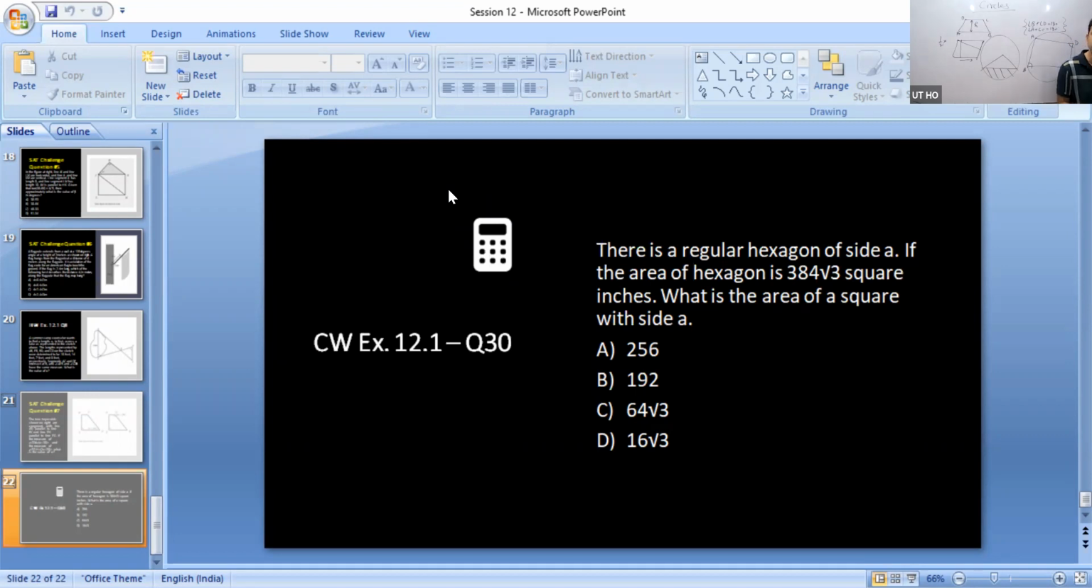सेमी सर्किल की पैरामीटर कितनी होगी? Perimeter, pi r plus 2r. So this is actually pi r and this is 2r. So it will be pi r plus 2r. If complete is 2 pi r, so it will be pi r. इसको भी हम लोग यूज करते हैं.